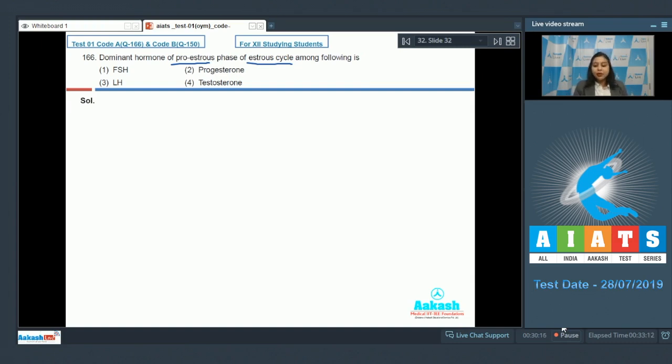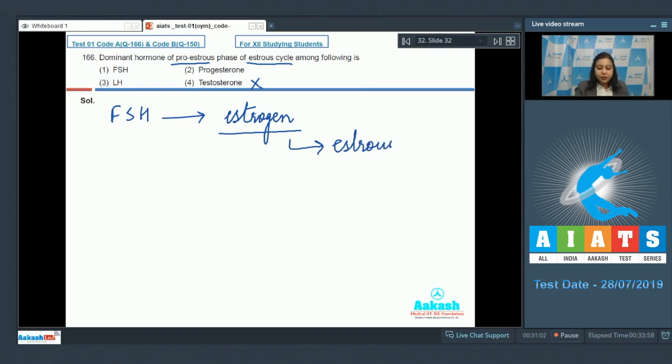Now testosterone is definitely out of question because it is a male sex hormone, whereas the estrous cycle is a feature of females. The pro-estrous phase, the phase which lies before the estrous phase, is comparable to the proliferative phase of humans. So in that case, the follicle stimulating hormone, FSH, is dominant. FSH stimulates the growth of follicles, and when the follicles are formed, they release a hormone called estrogen. So estrogen is dominant during the estrous phase, whereas FSH is dominant during the pro-estrous phase. So our answer becomes option number 1, which is FSH.